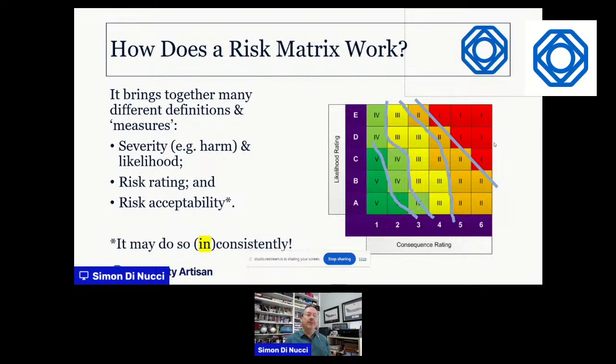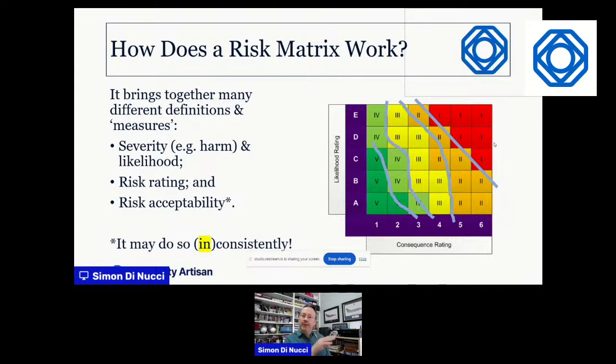Okay, and so on this matrix we have severity and likelihood. We have a risk rating. As you can see, we've got ratings of 1, 2, 3, 4, and 5. And also implicit in the colors, and different matrices do this differently, we've got some measure of risk acceptability. So those ratings or rankings, in this case the risk rating and the risk acceptability, seem to be the same thing. And matrices may do that acceptability consistently or inconsistently.